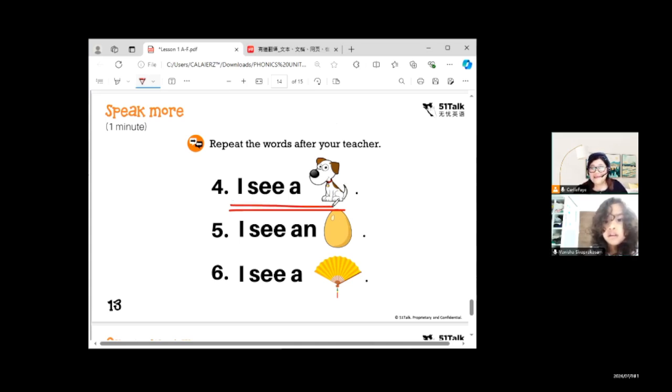I see. Read it louder. Louder. I can't hear you. I see a dog. Very good. This is an egg. What do you see? I see an egg. An egg. I see a fly.